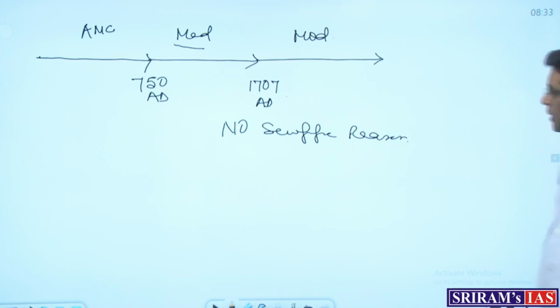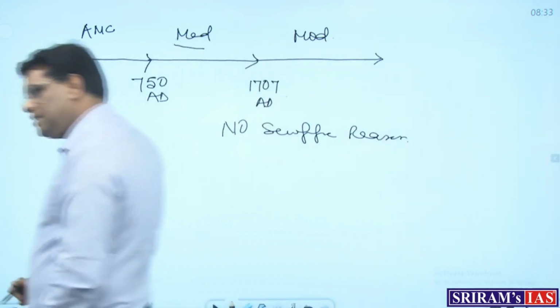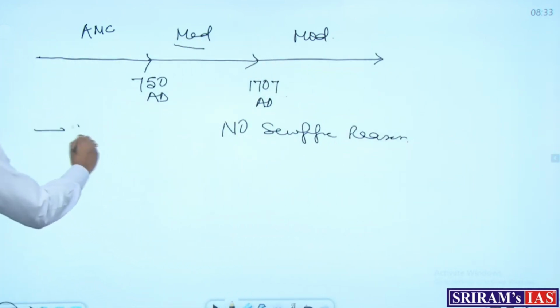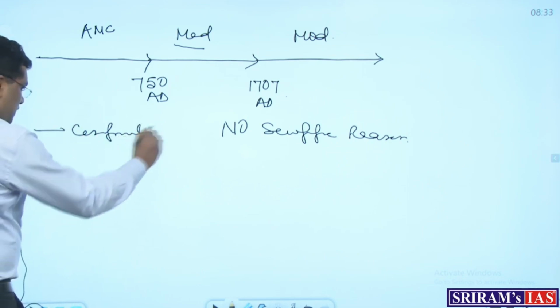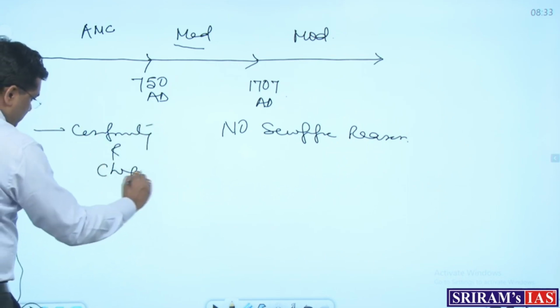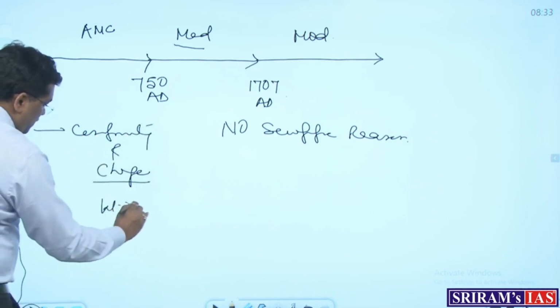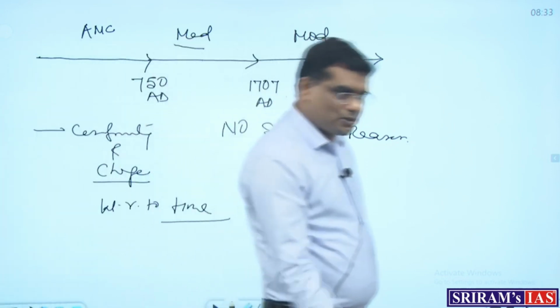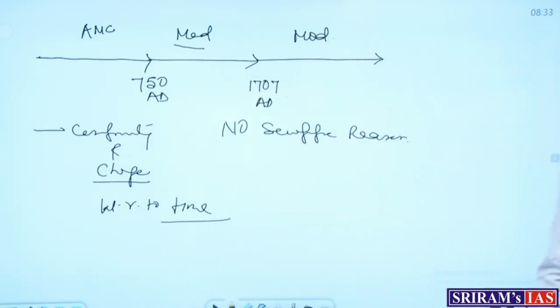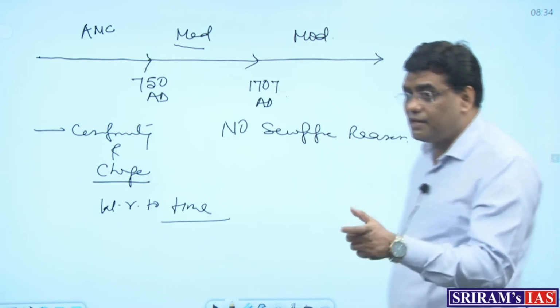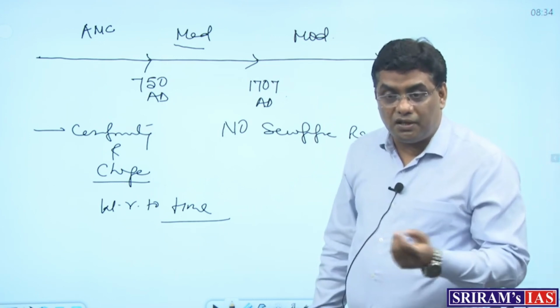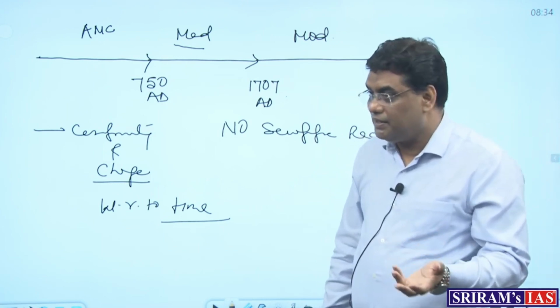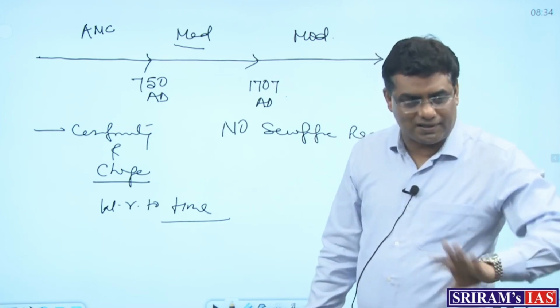So history is what? It is continuity and change. History is always continuity and change with respect to time. This is history, right? So history is what? The continuity and change with respect to time. So my dear, there is no chapter in history also. If there is no chapter in history, then you cannot delete or add chapters.